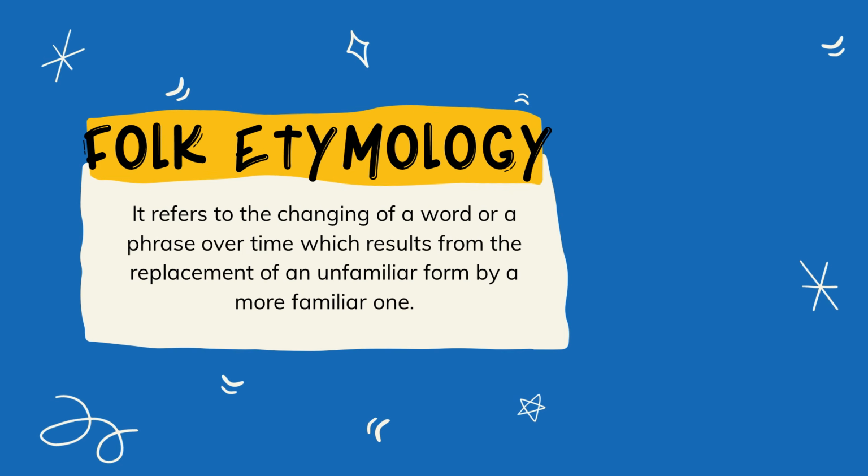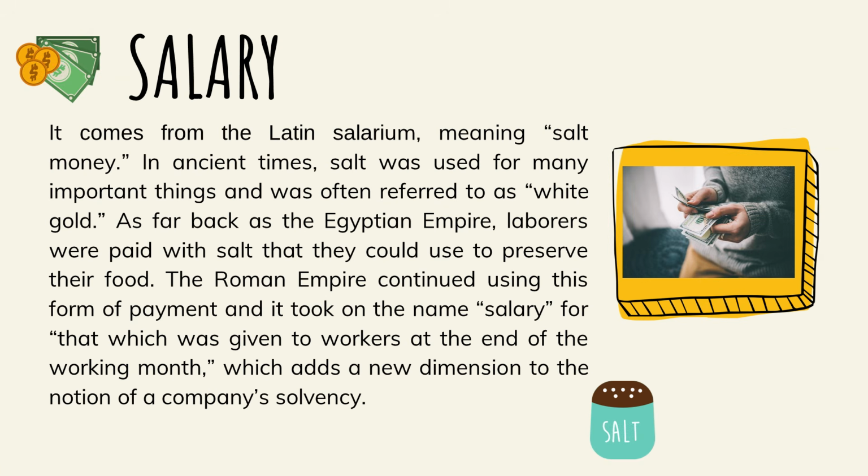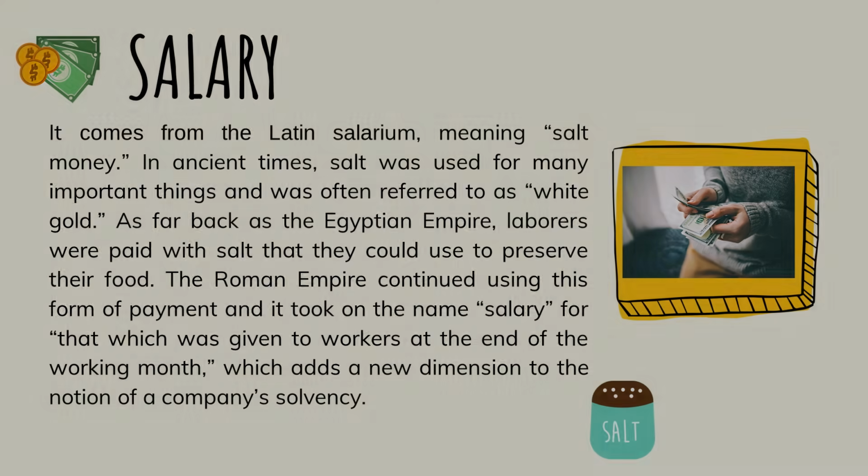Last one, we have folk etymology. Folk etymology refers to the changing of a word or phrase over time, which results from the replacement of an unfamiliar form by a more familiar one. For example, the word salary. The word salary comes from the Latin salarium, meaning salt money.